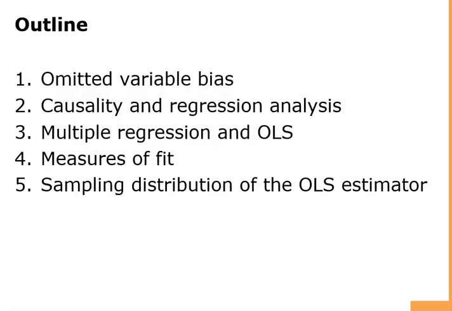Alright, so the outline or the checklist for this lecture is as follows. So we will be covering the concept of omitted variable bias. We will be looking at causality and regression analysis. We will be looking at how the multiple regression model follows the OLS assumptions. We will also be looking at some of the new measures of fit which arise when we are doing regression with multiple regressors. And finally, we will be looking at the sampling distribution of the OLS estimator along with the multicollinearity problem.